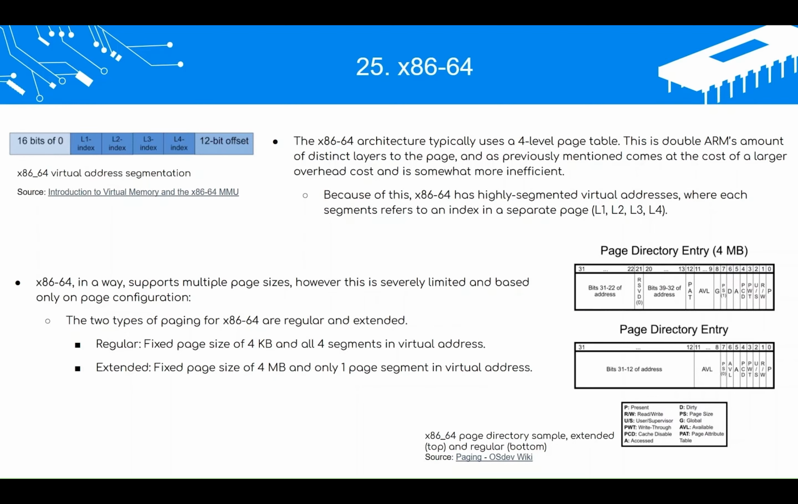The Intel 64 architecture actually does support multiple page sizes, but its support is extremely limited and it's based on a configuration setting and nothing else. There are only 2 possible configurations for it, regular and extended. Using regular paging grants the processor a fixed page size of 4 kilobytes, and virtual addresses are segmented to have 4 indices. However, extended paging reduces the amount of pages used to 1 only, and the page size is set to 4 megabytes. The main motivation for using extended paging is to allow support for virtualization of physical memory.